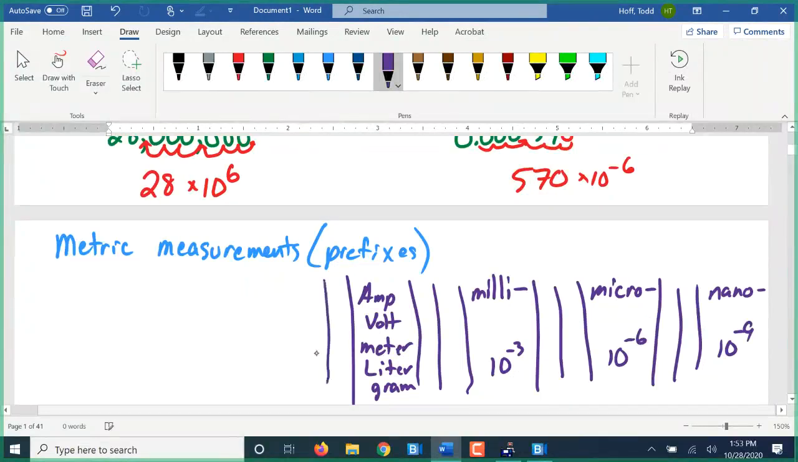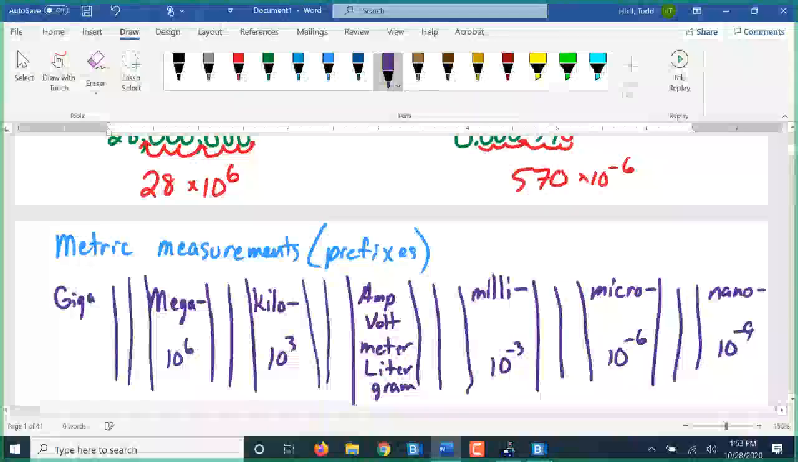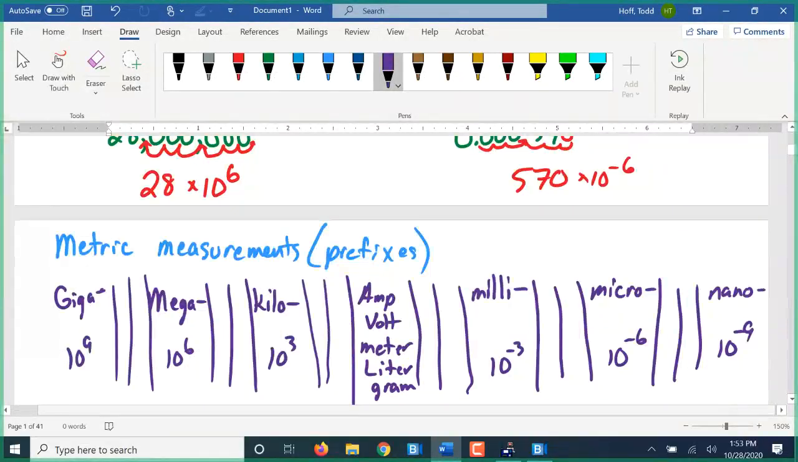Going larger, we tend not to use the 10 or the 100. We go to kilo, which is 1,000, or 10 to the 3rd. Then we go to mega, which is a million, or 10 to the 6th. Then giga, which is a billion, or 10 to the 9th. And then tera, which is 10 to the 12th. And continuing on, we actually have prefixes up to 15 in both directions.